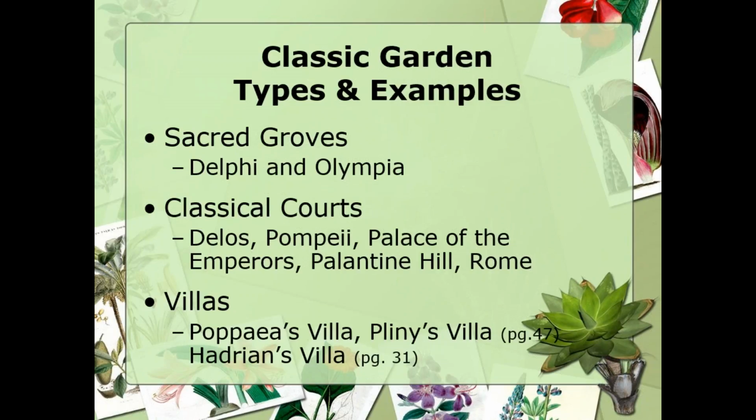Sacred groves, we have examples in Delphi and Olympia, classical courts, Delos, Pompeii, Palace of the Emperors, Palatine Hill in Rome, villas, Pompeii's villa, Pliny's villa, and Hadrian's villa.